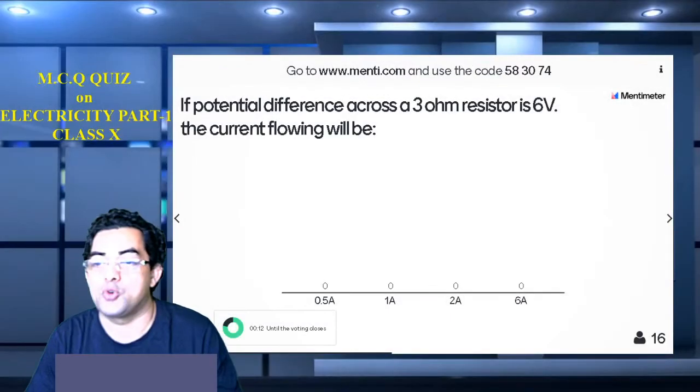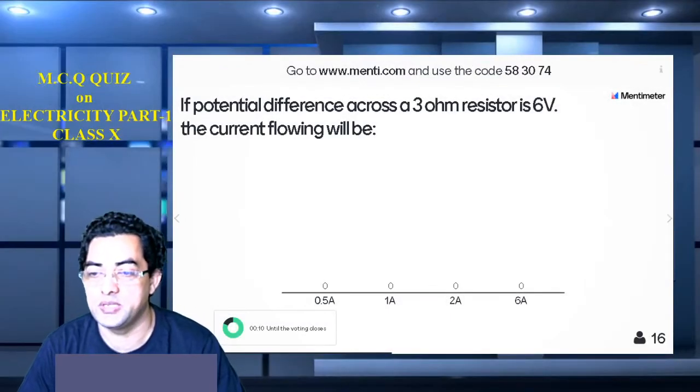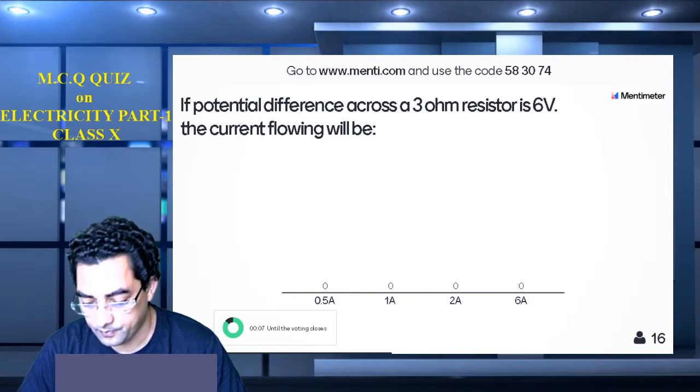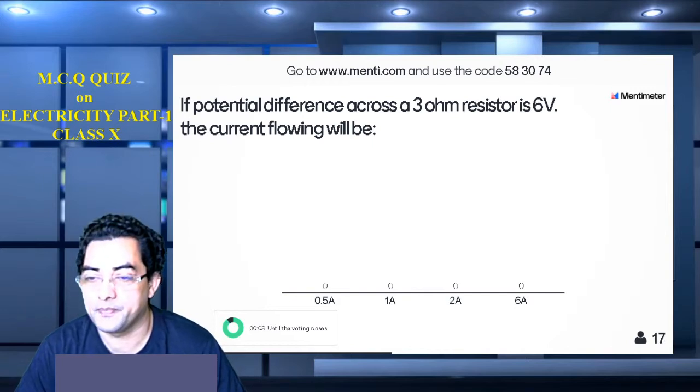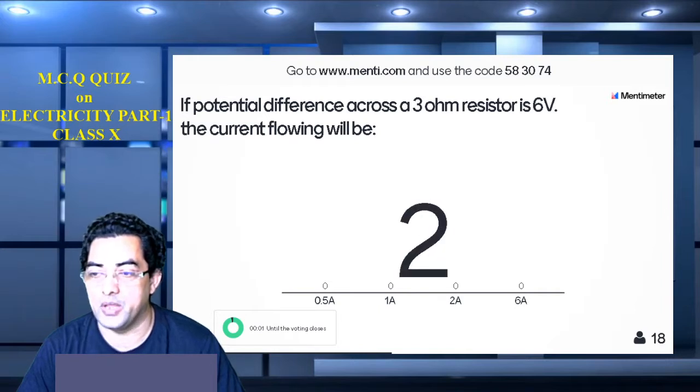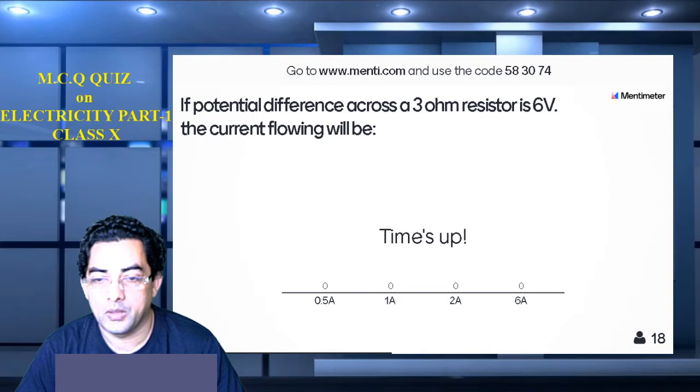Let's see. Strawberry says he has moved 2 places up. Okay, so 3, 2, and 1. Okay, so time's up.